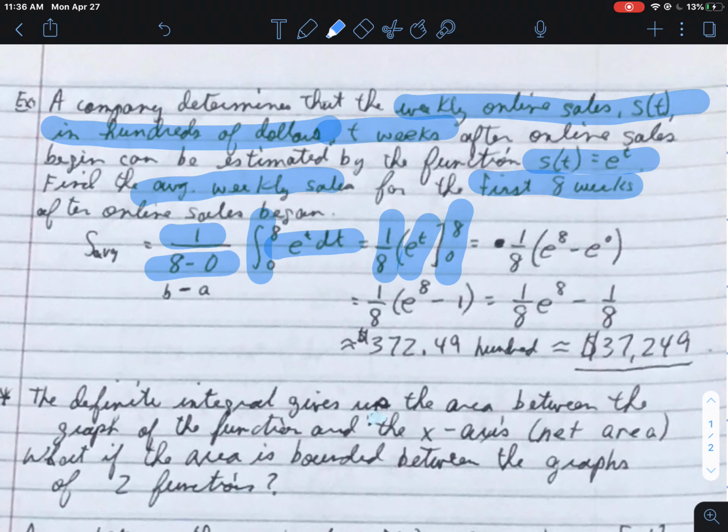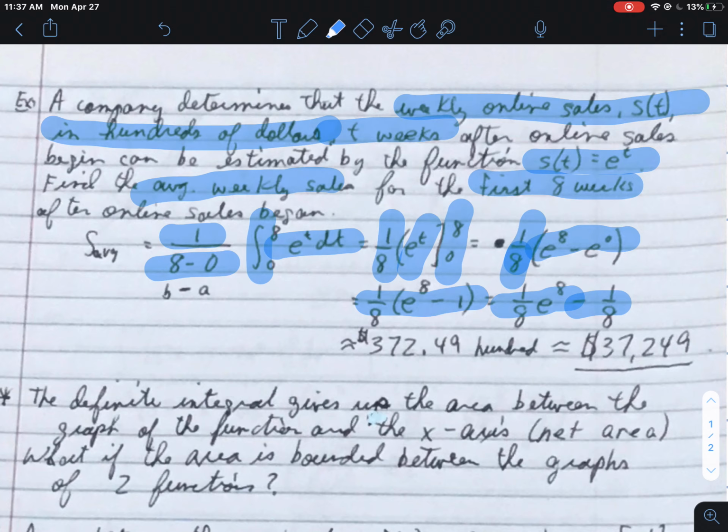So then I've got 1/8 times e to the 8th minus e to the 0. And there's the 1/8, that's our 1 over b minus a. And then there's our e evaluated at the upper limit of 8 minus e evaluated at the lower limit of 0. Now again, e to the 0 is 1. So I've got 1/8 times e to the 8th minus 1. 1/8 e to the 8th minus 1/8.